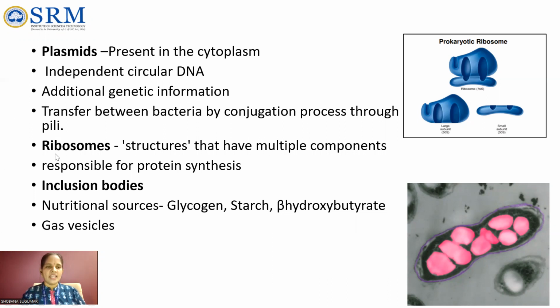And then the next important internal organelle is the ribosome, a structure that has multiple components and is responsible for protein synthesis. The ribosome present in prokaryotes is the 70S ribosome, which consists of a larger subunit 50S and a small subunit 30S. Other inclusion bodies are present, such as nutritional sources, glycogen granules, starch granules, beta hydroxybutyrate granules, and gas vesicles. In this diagram, you can see the inclusion bodies.